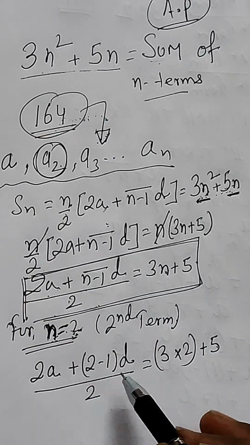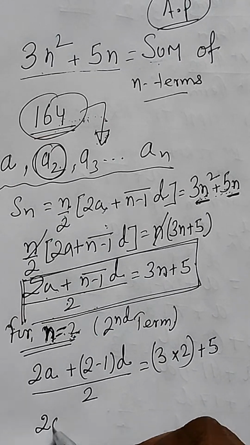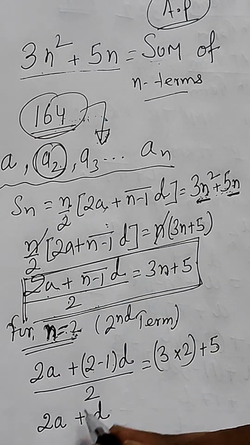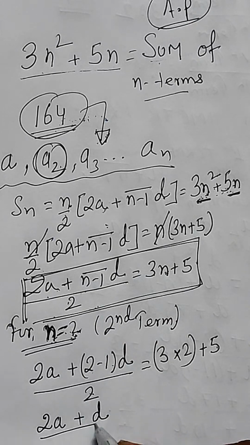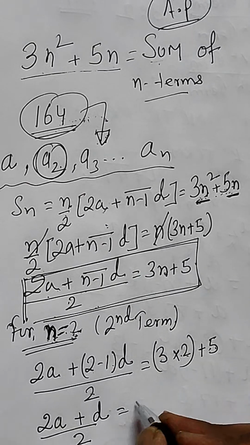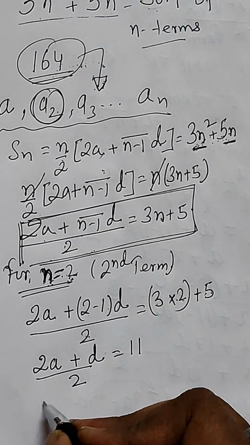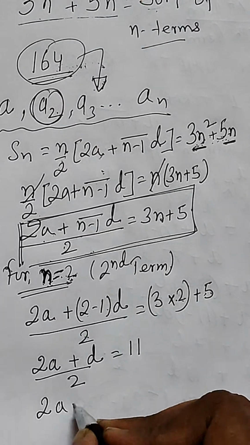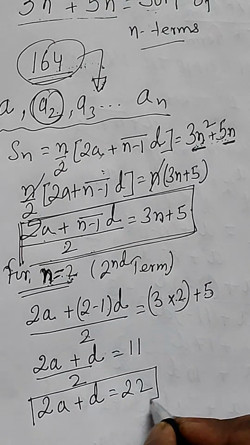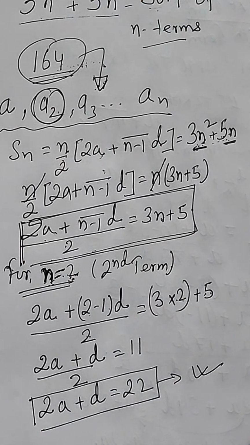This will give a relation between a and d. So just see the trick of how we are solving it. 2a plus d, divided by 2, equal to 3 into 2, 6 plus 5, 11. Now this will give you 2a plus d equal to 22. So this is one of the relations which we have derived: 2a plus d equal to 22.